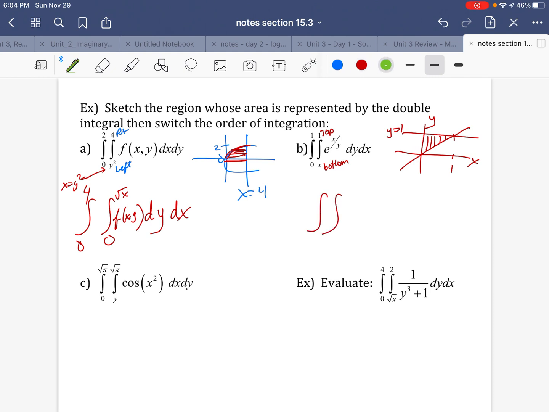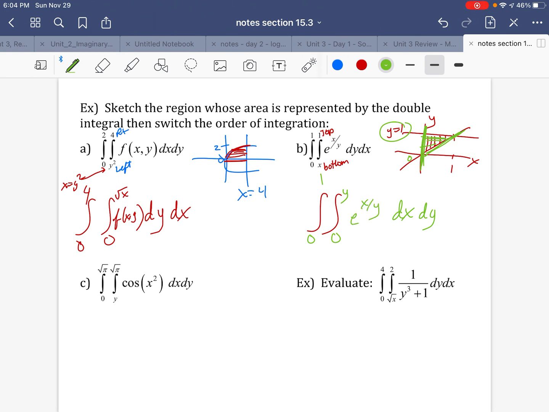All right, so that means that I have to go this direction. So that means I have to have dx. So I'm going from x equals 0 to this one right here. This is x equals y. So the right side of that is my x equals y, and my left side of it is the x equals 0. It is going from y equals 0 to y equals 1. And then you have e to the x over y.